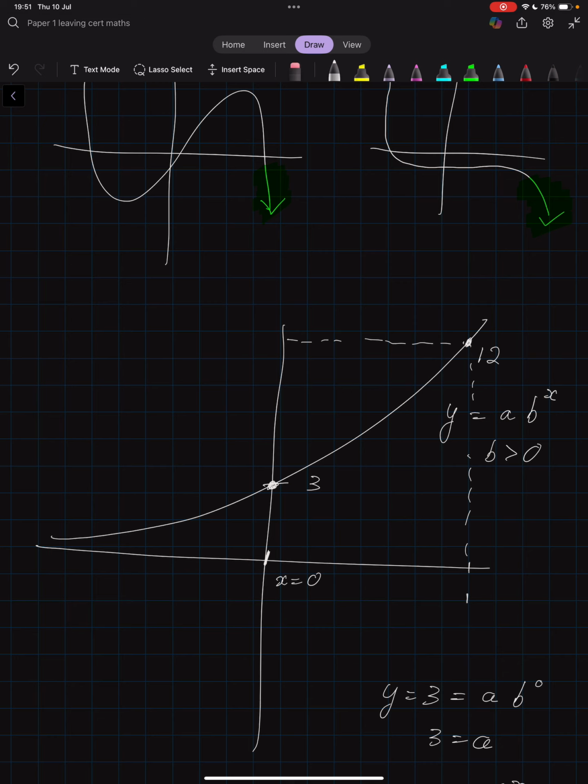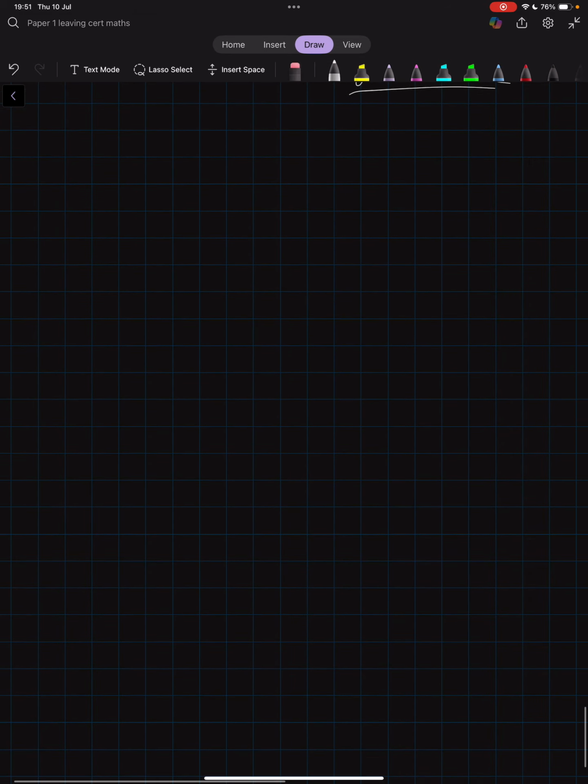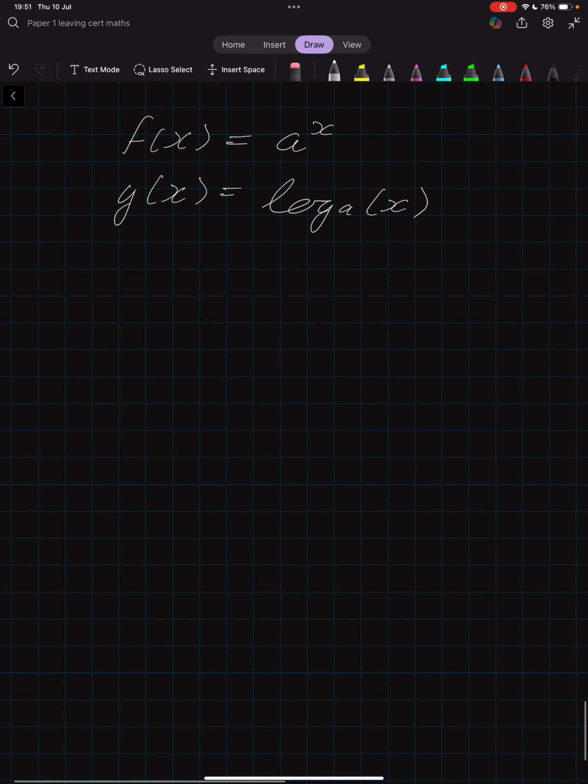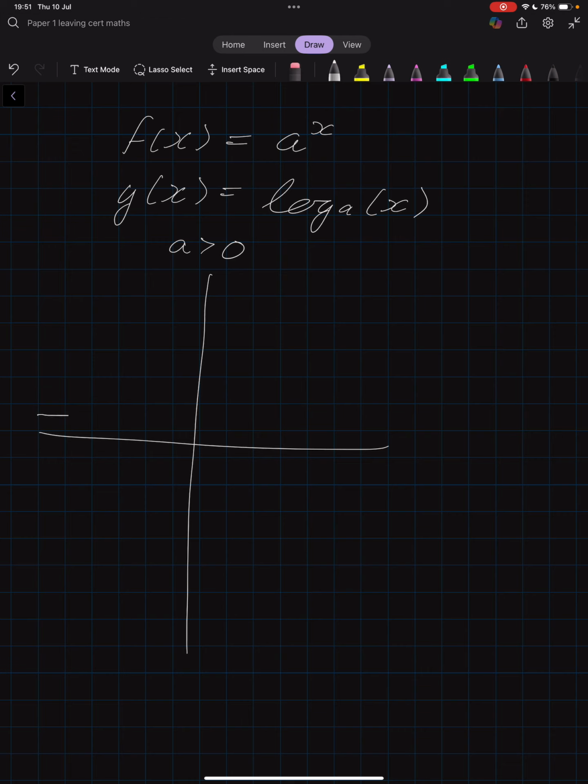And then finally, how do you graph logarithmic functions? So it'll be something like this, okay? So if you have f of x equals a to the x, and then g of x is log to the base a of x, what you have is, you'll have something like this. So if a is positive, then f of x equals a to the x will look something like this. Again, you can draw the y equals x line.